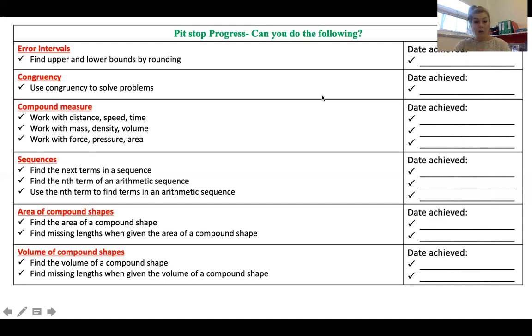So again, go on to Corbett Maths, have a little go at these questions and see how you get on with it. So that's going to give you an overview of everything that you've covered in LP2.